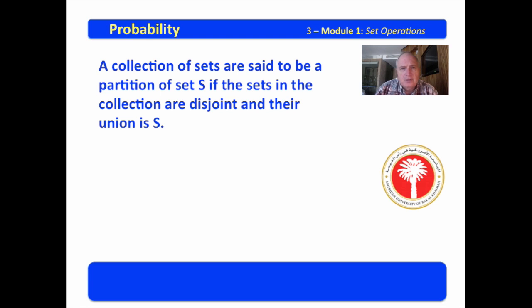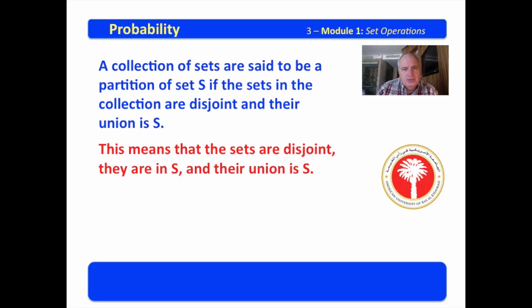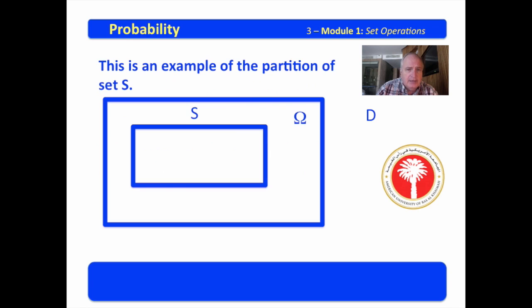A collection of sets is said to be a partition of S if the sets in the collection are disjoint and their union is S. Now let's talk about this. This means that the sets are disjoint, they are in S, and their union is S. Another way of saying that is they have nothing in common with each other, but collectively they make up everything in S. Therefore, they would then be said to be a partition of S.